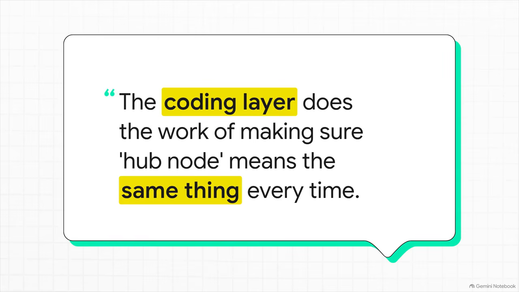Ultimately, there is one guiding philosophy behind all of this. It is the rigorous, standardized coding layer of SNOMED CT that guarantees this system is safe, accurate, and consistent. The coding layer is doing all the heavy lifting, ensuring that a hub node means the exact same thing for every single patient query. It completely removes the guesswork from the equation.